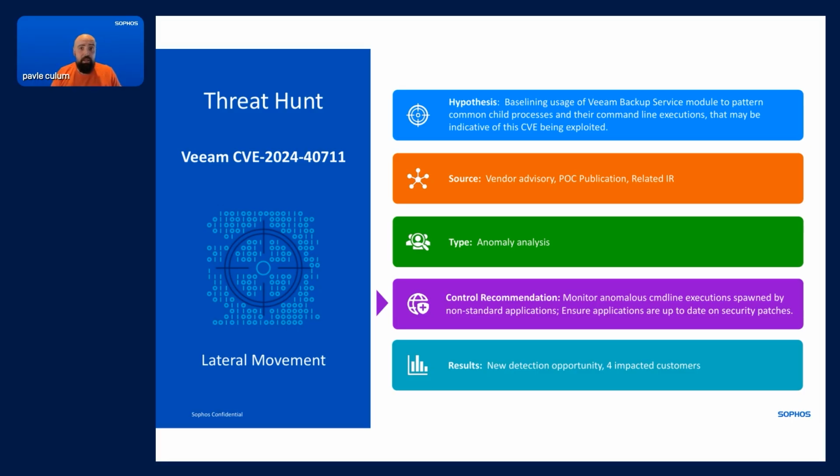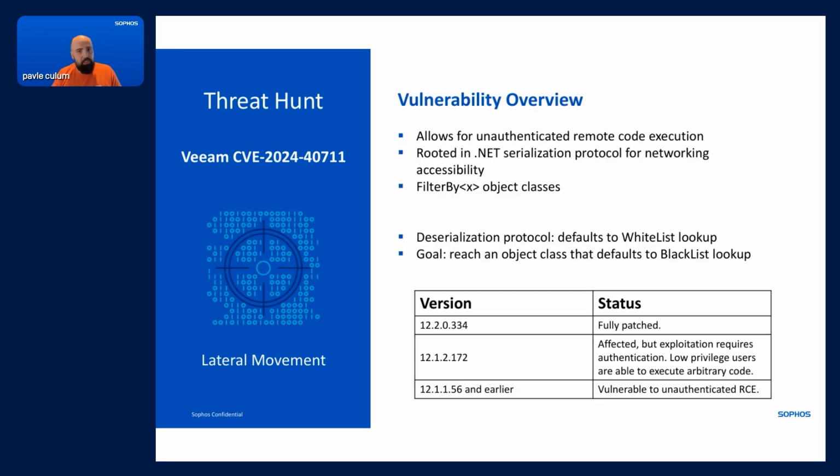So in this case, the Veeam backup service module was used to spawn a command line shell through a compromised account from VPN. So we've actually pivoted from an already existing infection into what is now confirmed exploitation of a vulnerability in Veeam itself. So let's talk a little bit about what this vulnerability is, why it's being used, and how it was being used. The vulnerability allows for unauthenticated remote code execution, pretty standard boilerplate in terms of what the capabilities are.